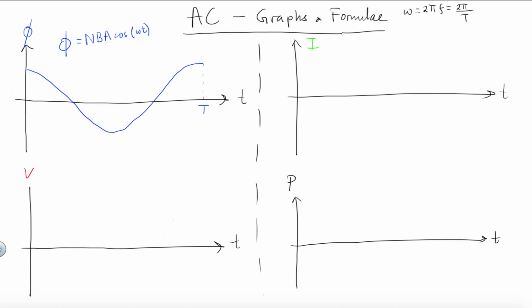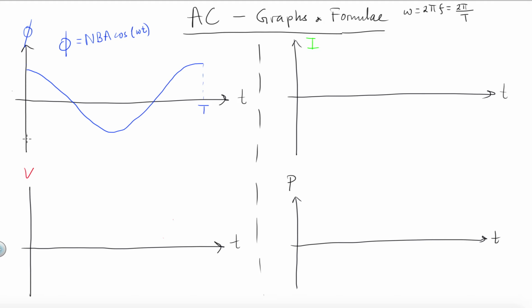So if we first bring up the graph of magnetic flux, it's a sine curve which has a formula NBA cosine omega t, where N is the number of turns of the coil, B is the magnetic flux density, A is the area of the coil, and t is time, which is varying.